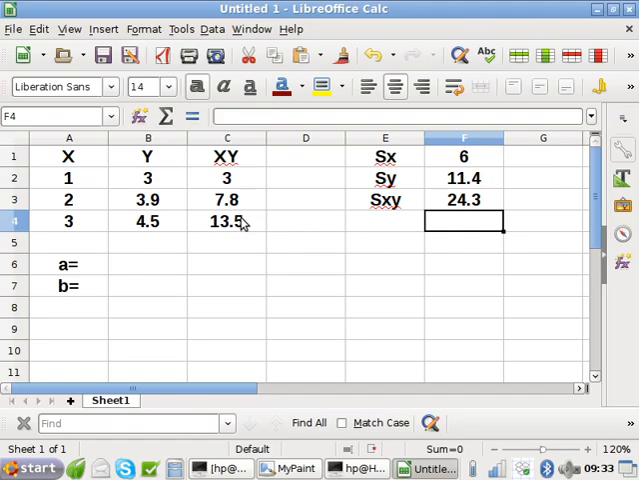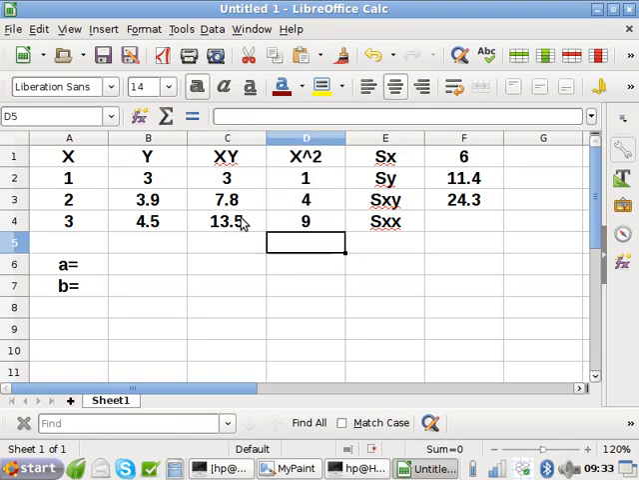And there's only one thing left which I haven't calculated. What's missing if you look at the formula? Yeah, sum of xx. So here I need to have an xx or an x squared. So that would be 1, 4, 9. So the total here is 14.